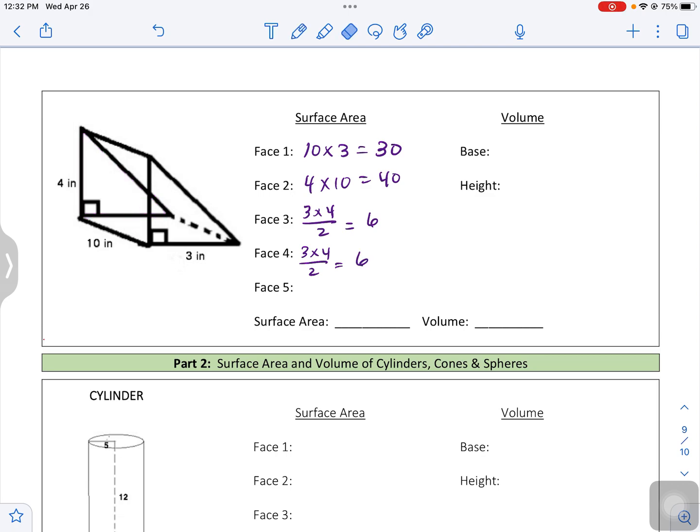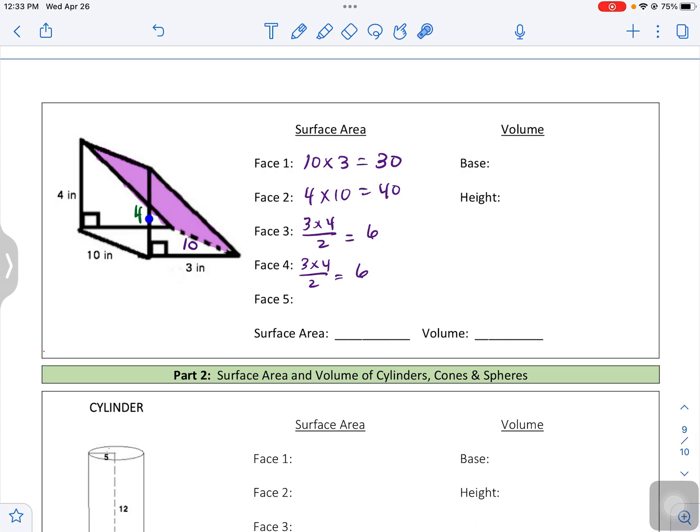Finally, the only thing we have not done is this diagonal piece over here. Okay, so what do I know in here? I know this piece is 10, so this piece is 10. But I don't know what this piece is right here, but I can find it out. I know this piece is 4, so this is 4, this is 3, this is a right triangle. I can do Pythagorean theorem to help me find the length of this piece.